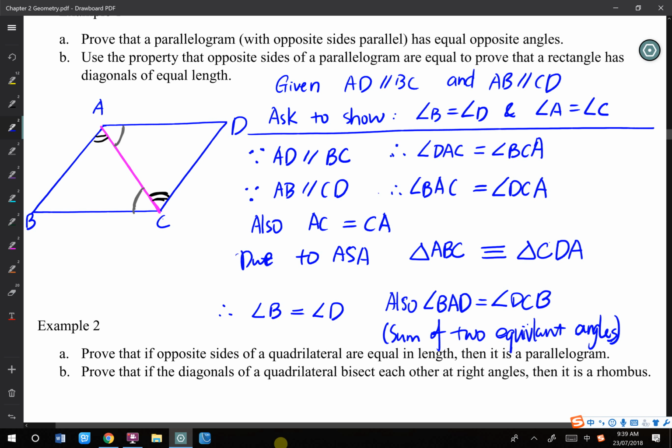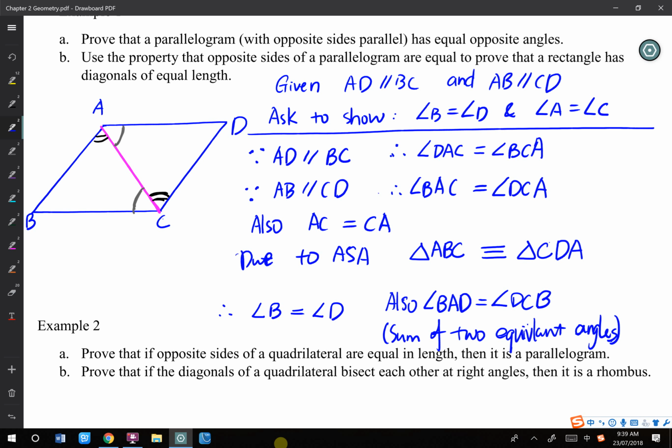Okay, this is called a proper proof. Because every time you make a conclusion, you say something equals something, you need to show why they are equal. You need to give me a reason. Because they're parallel, so the alternate angles are the same. That's a reason. Because angle equals angle, same pair equal and another angle equal, then they are congruent triangles due to ASA. Therefore, the corresponding angles are the same.